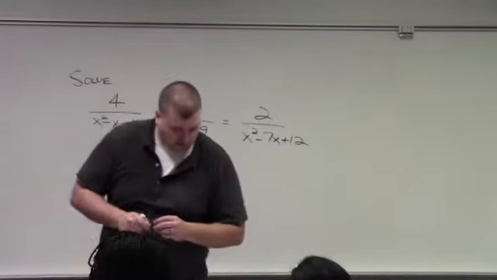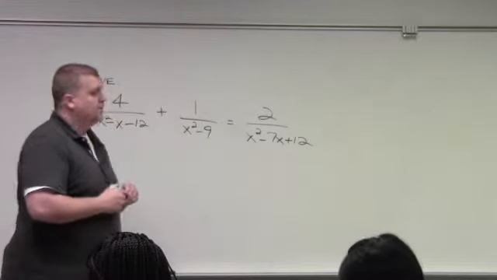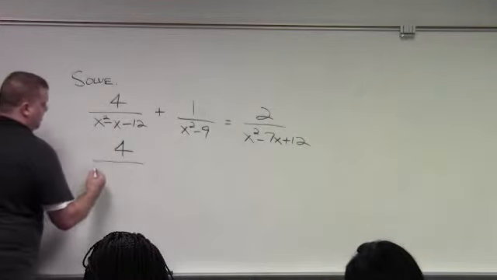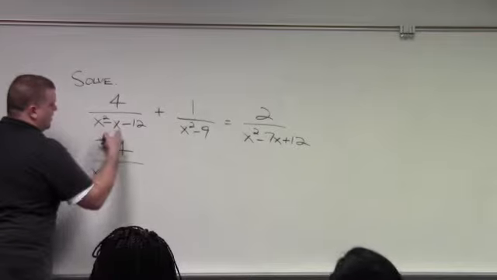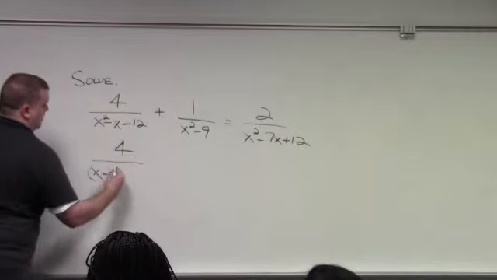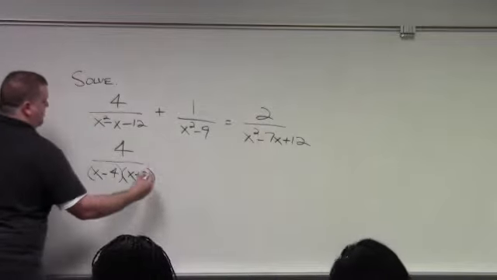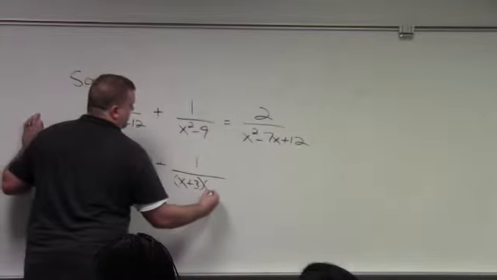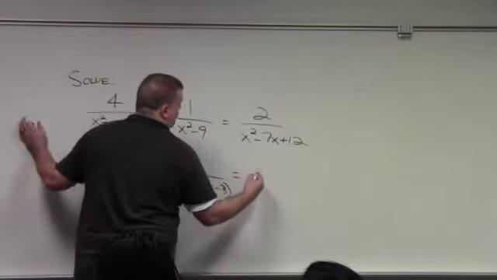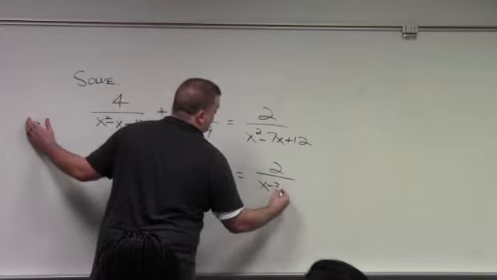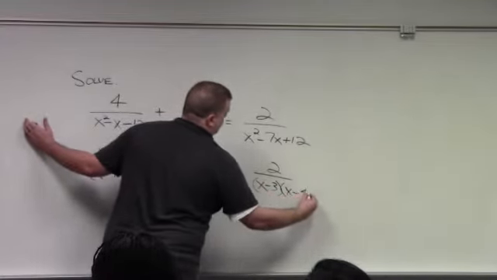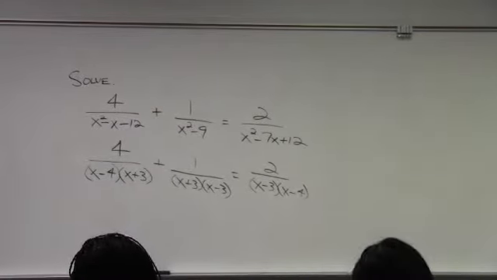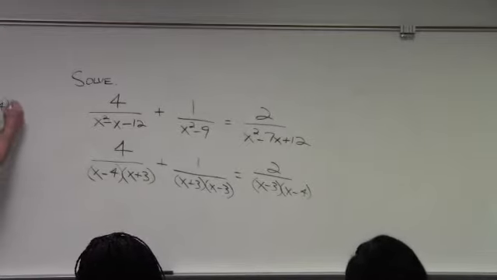Let's go through the steps. Find the LCD. Remember to factor the denominators completely. So what does that factor down into? x squared minus x minus... 4 and 3. Okay? 4 minus... Because you have x plus 3, x minus 3, correct? And equals 2 over x minus 3, x minus 4. So what would my LCD be here? x minus 4, x plus 3, and x minus 3.